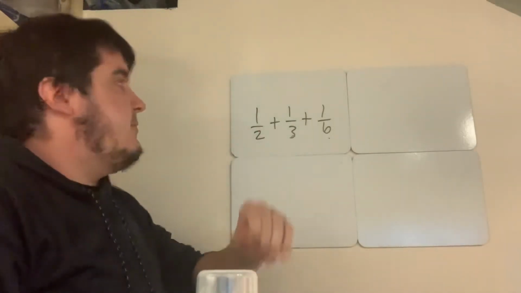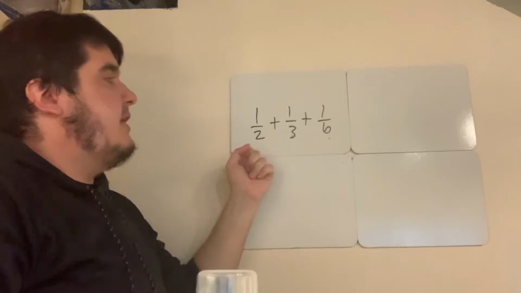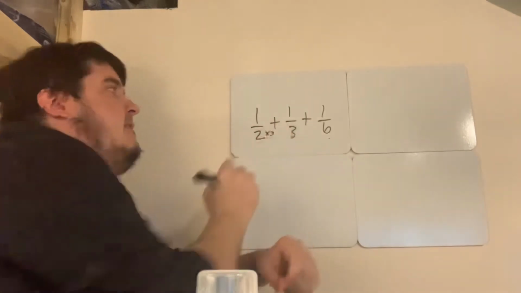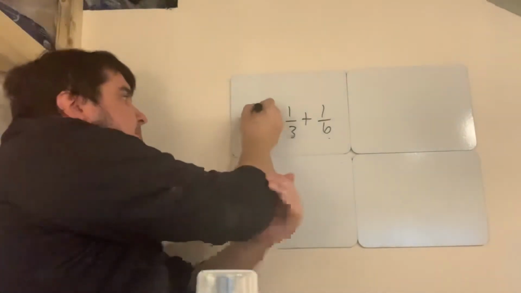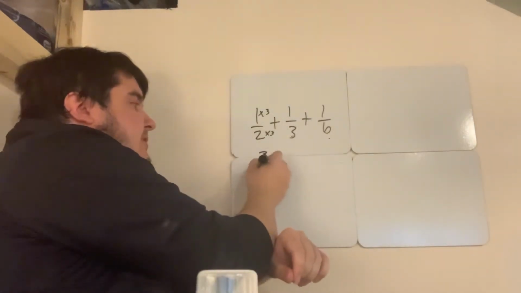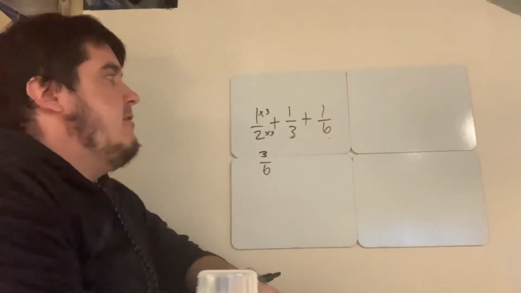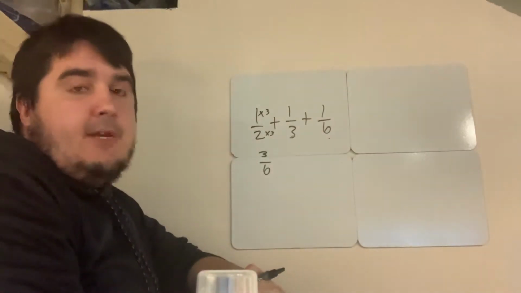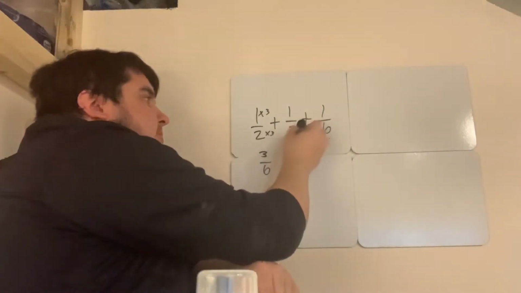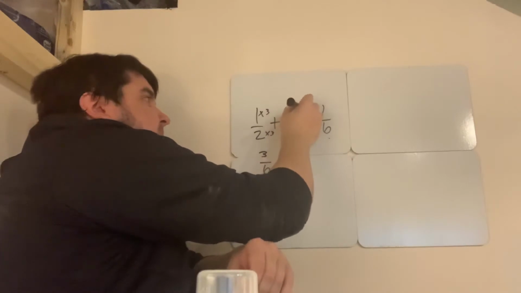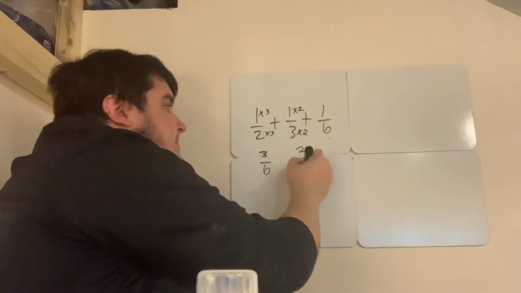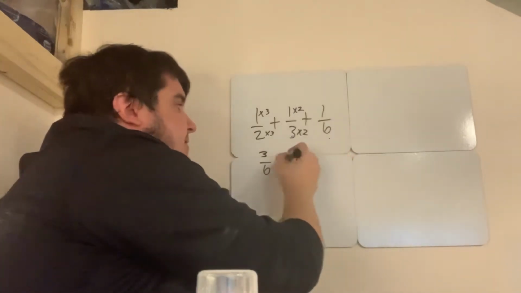So looking at this one here, we have 1/2. To get from 2 to 6, we have to times that by 3, right? We also have to times the 1 by 3 as well. So that now becomes 3/6, right? This one here, we have 1/3, right? So we need to get that 3 to become a 6. So we times that by 2. We do the same to the top too, right? So now we have 2/6, right? And then the 1/6 stays the same, right?